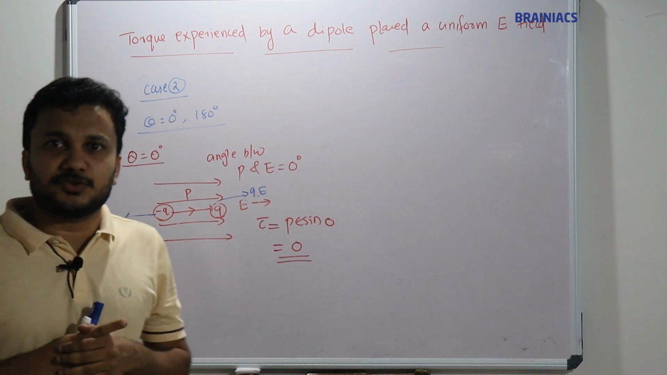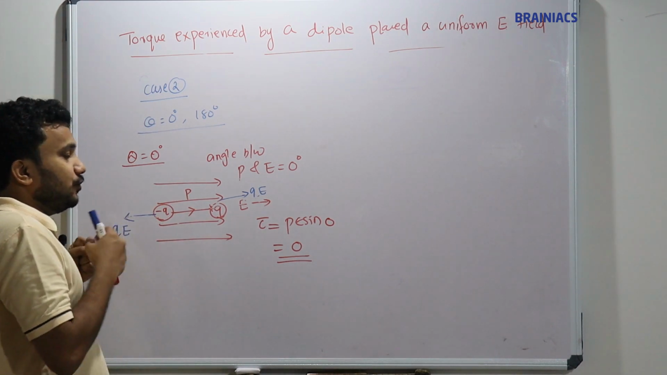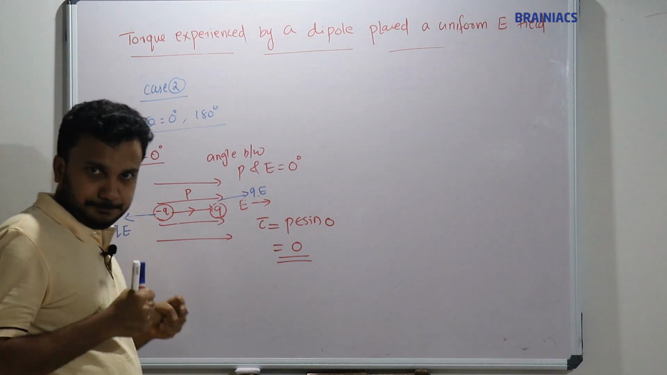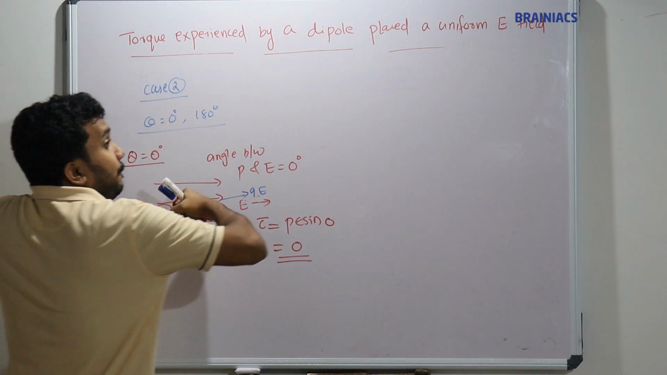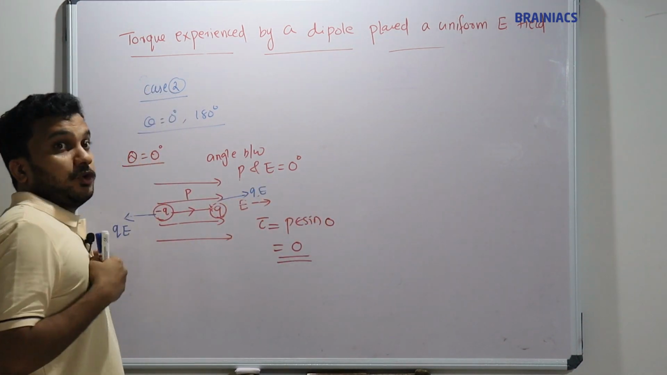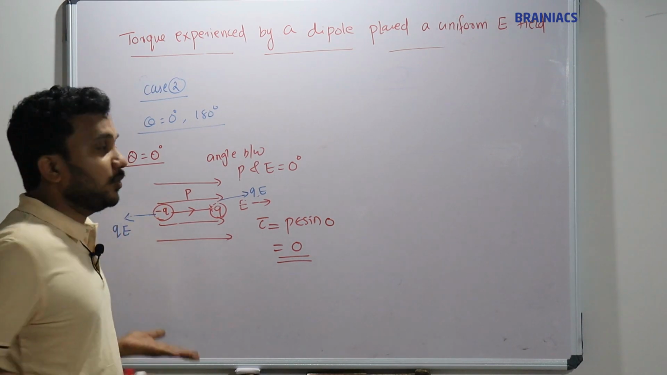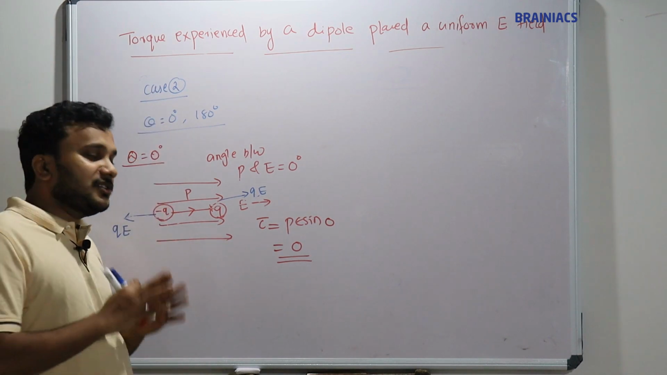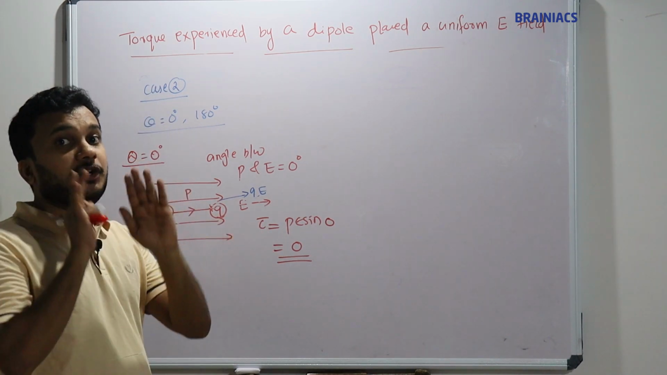What is the value of total force? Total force is equal to 0, because two forces are applying in opposite directions. So total force is equal to 0 in all the cases. Whatever we have learned, case 1, case 2 and the first torque case, everywhere force is equal to 0.